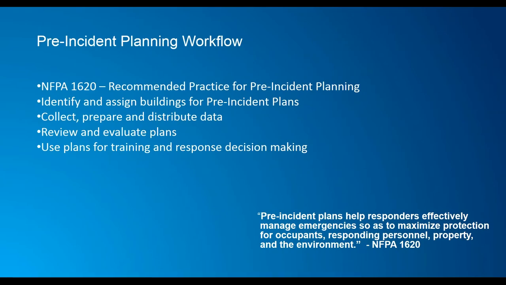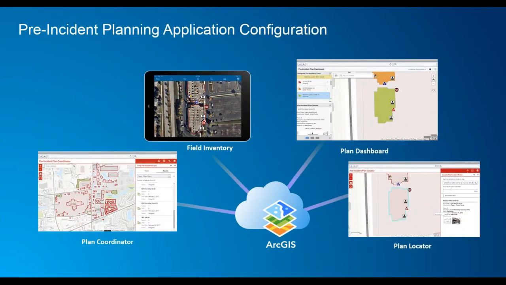Basically, this workflow involves a systematic process with several different people within the organization. The roles may vary, the person that may be doing them, but the steps are pretty much the same. The first step, of course, is to identify and assign buildings where you need to put a pre-incident plan. Then, of course, go out to those buildings, collect that information, prepare it, and distribute that information so that it can be shared amongst the organization. Third is to review and evaluate those pre-incident plans. And then last of all is to use those plans that you've created for either training purposes or in response for decision making. Therefore, the applications that have been created support that workflow.